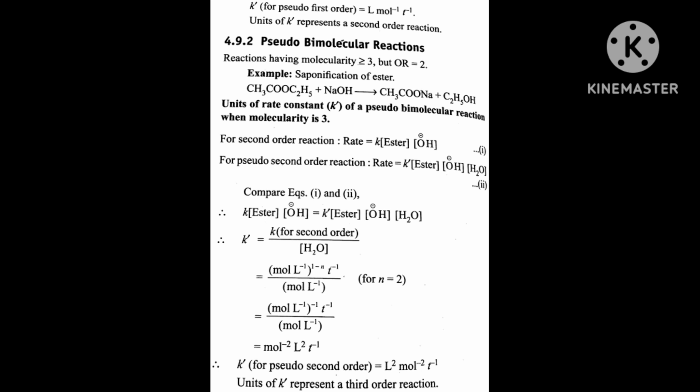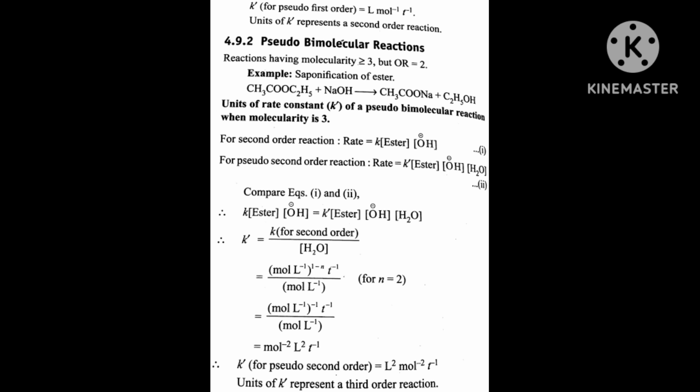Here also the molecularity is 2: 1 mole of cane sugar plus 1 mole of H2O. I think now you have understood what a pseudo unimolecular reaction is. Okay. There is one numerical. I am telling you, you have already understood, but the question is asked. I will explain it: first I will read the question, then I will give the explanation.